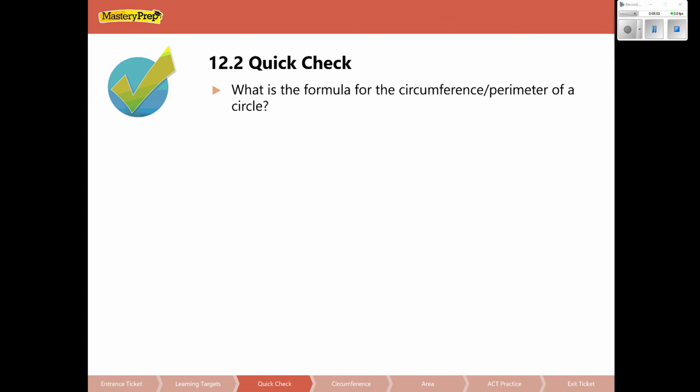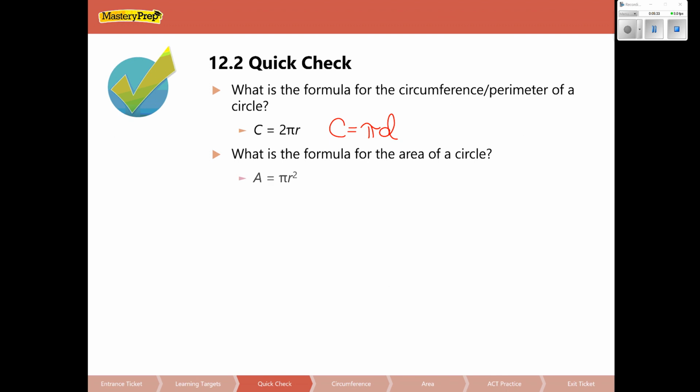Now, what is the formula of the circumference or perimeter of a circle? You guys remember the circumference formula? C equals 2 pi radius, 2 pi times the radius. Or we can say the circumference is pi times the diameter, because the diameter is twice the radius, so diameter is 2r. So we could say it is 2 pi r or pi d. The area of a circle is pi r squared, pi times the radius squared.